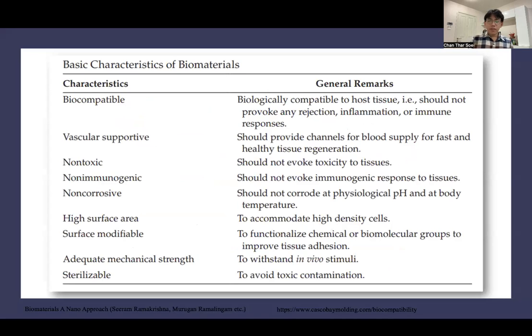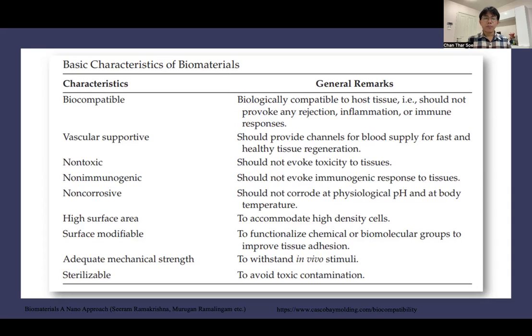The main important thing about biomaterial is that it is biocompatible, as I mentioned before. Biocompatibility is a very important property for a biomaterial to be able to integrate into the biological system with the host tissue, and it should not provoke any rejection, inflammation, or immune response in the biological system.